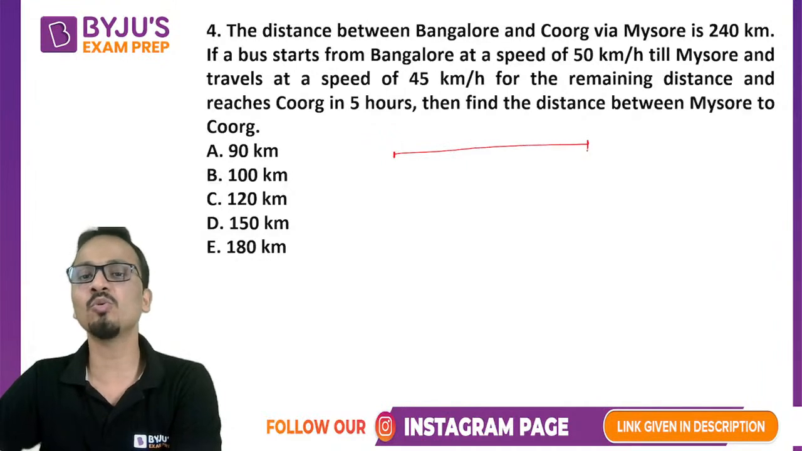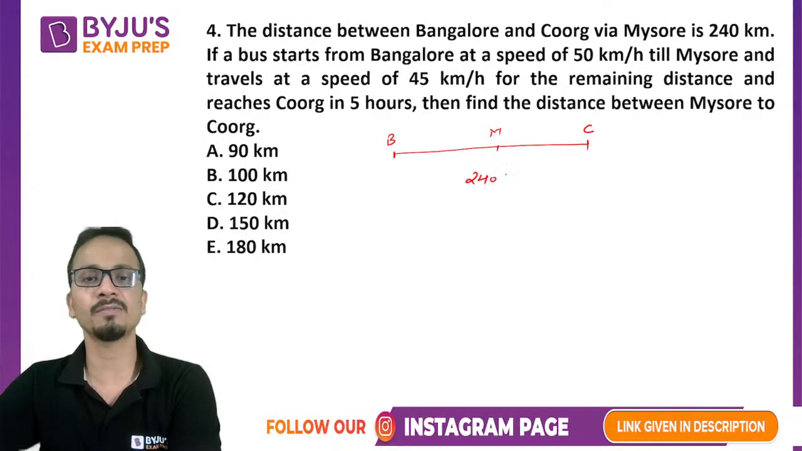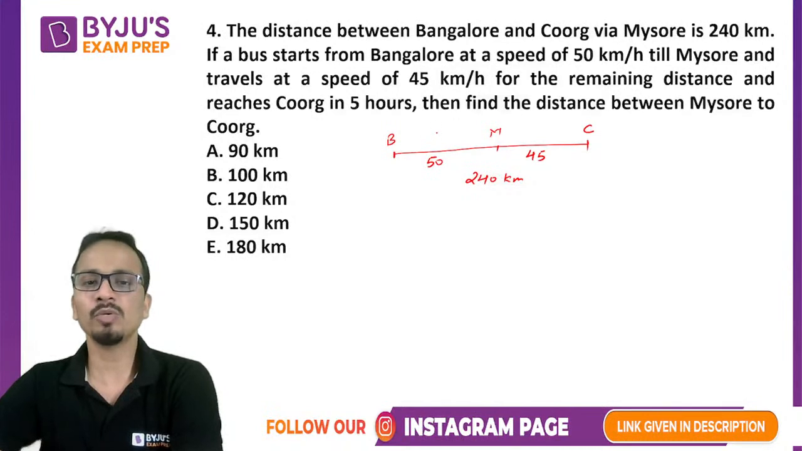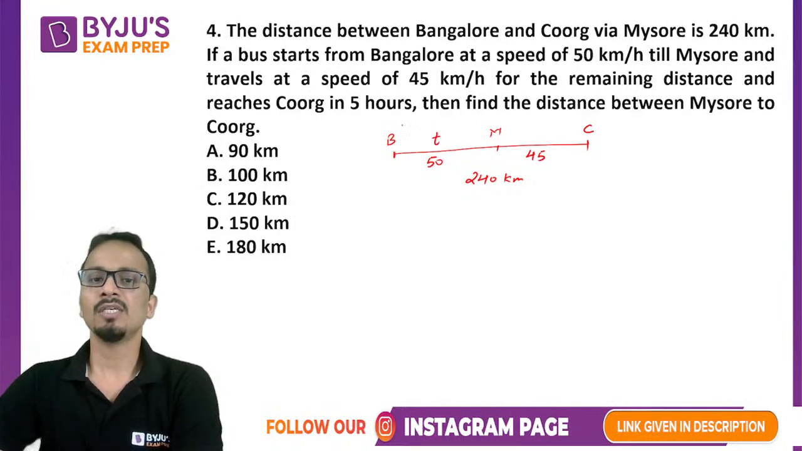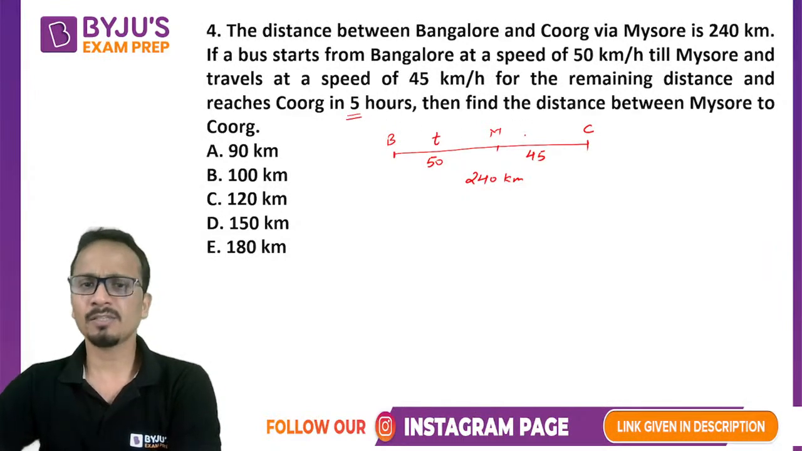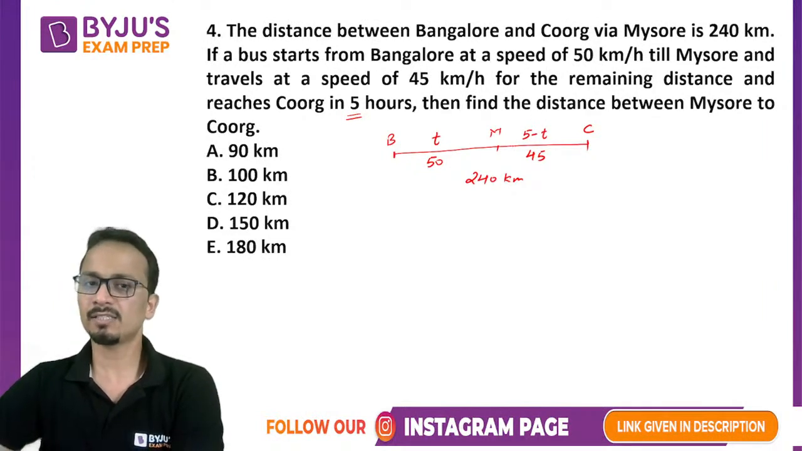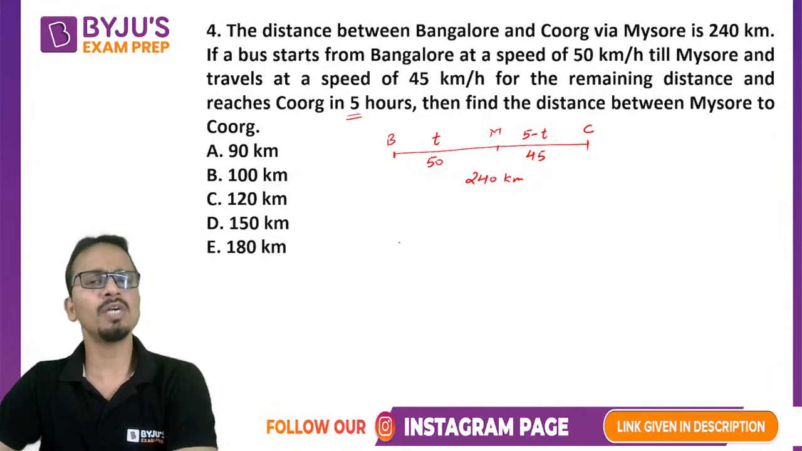So Bangalore to Coorg via Mysore. Let's say this is Bangalore, this is Mysore, and this is Coorg. Now the total distance is 240 kilometers. If the bus starts from Bangalore, then from Bangalore to Mysore the speed is 50 and from Mysore to Coorg the speed is 45. Let's assume that the time taken from Bangalore to Mysore is T hours. Since the total time taken is 5 hours, from Mysore to Coorg the time taken will be 5 minus T hours.